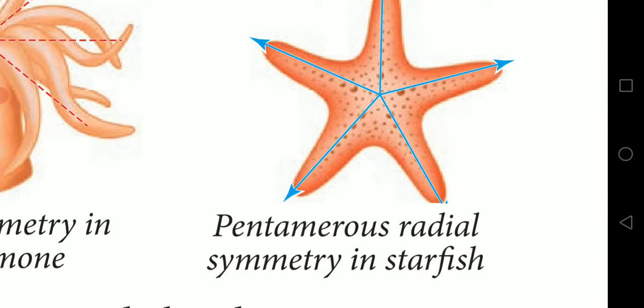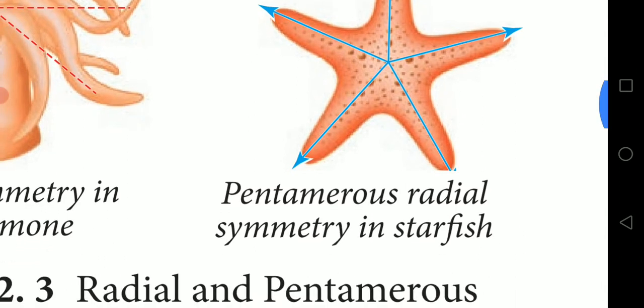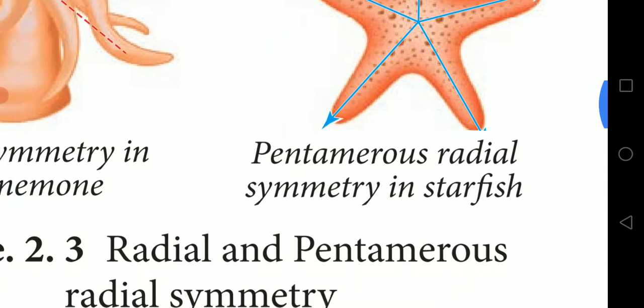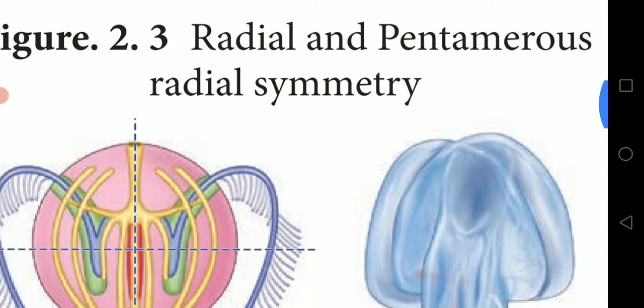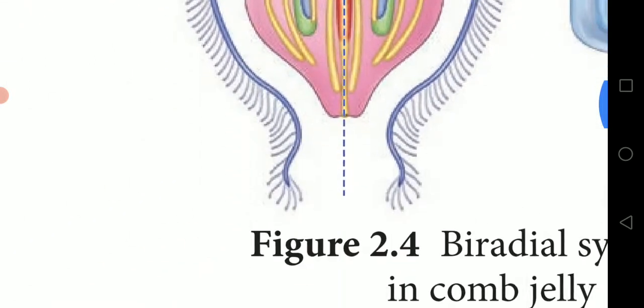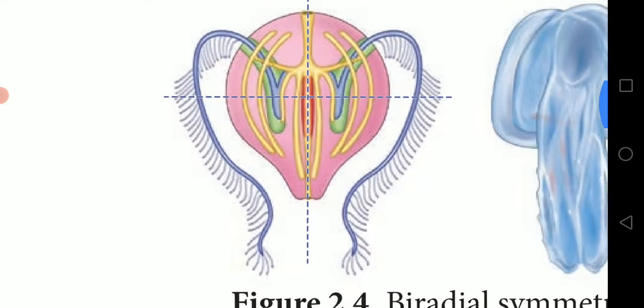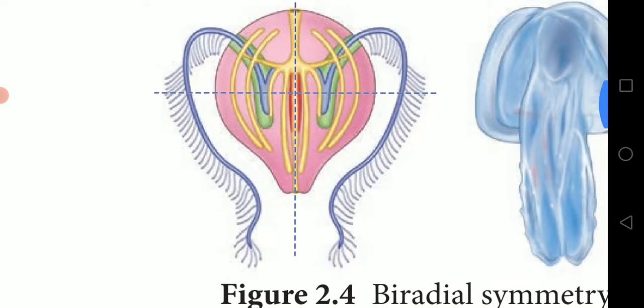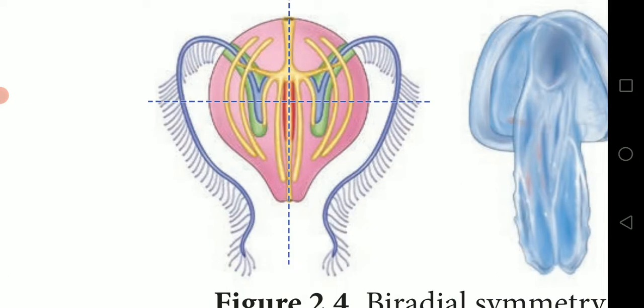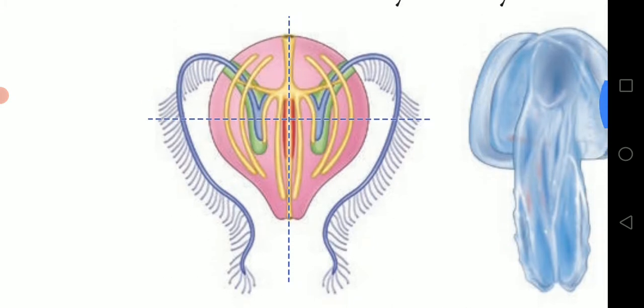The next one is pentamerous radial symmetry. Here, this is pentamerous radial symmetry. What they say here is that an organism which has 5 planes of symmetry shows pentamerous radial symmetry. Penta means 5. Radial means the side, lateral side. Once we draw a line through the middle of the body of these organisms, the body is divided into 5 radial parts. That is because of pentamerous radial symmetry.